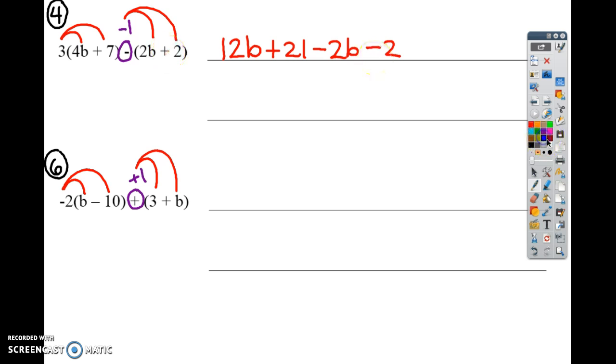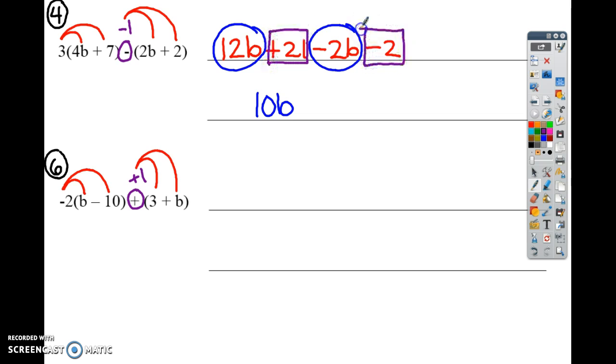So now we're ready to combine like terms. So the b's go together, and you follow the symbol that tells you that you're going to subtract them. So what's 12 minus 2? 10b. And then you're going to combine the 21 and the minus 2. What's 21 minus 2? Positive 19. Okay, so that's what you should have gotten for problem number 4.